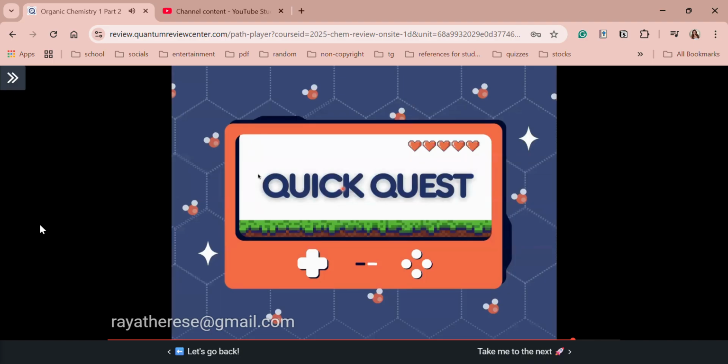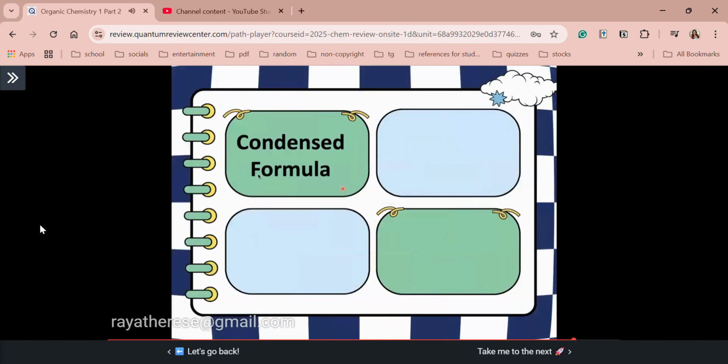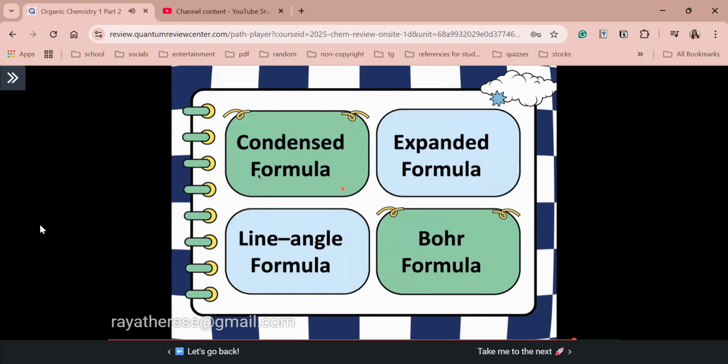So I will flash 4 different concepts and determine which is the imposter. Again, first item: condensed formula, expanded formula, line angle formula, Bohr formula. Sir, obvious naman, Bohr formula po. Very good. Again, Bohr formula is not related. The other 3 are used for 2D representations of organic compounds.